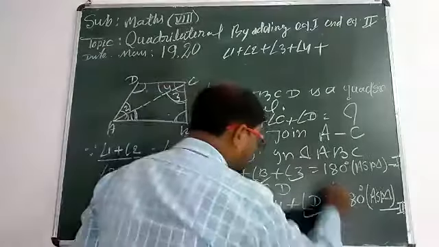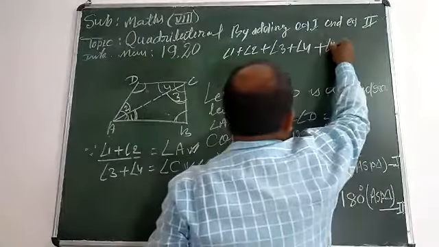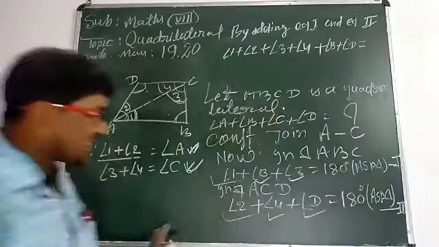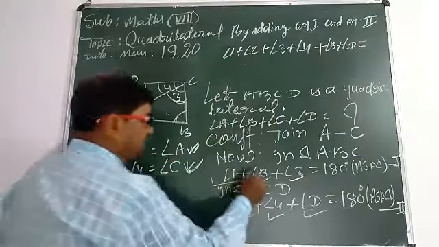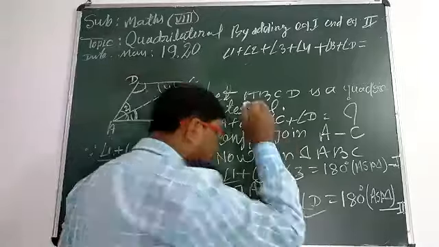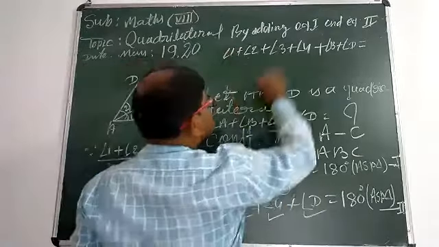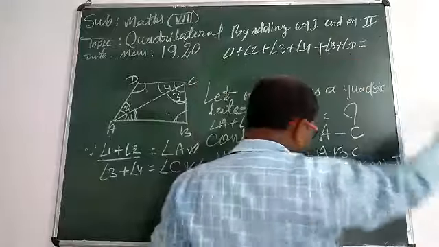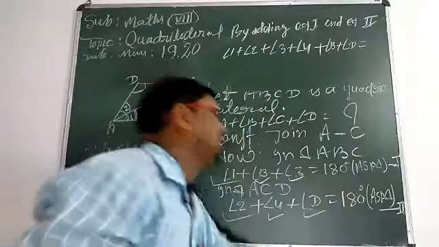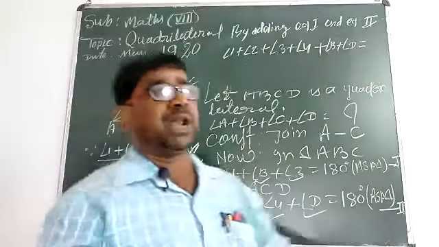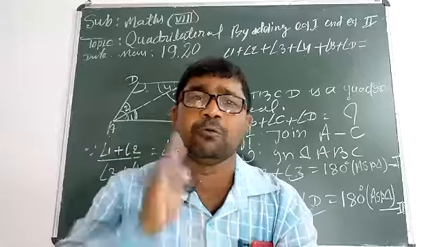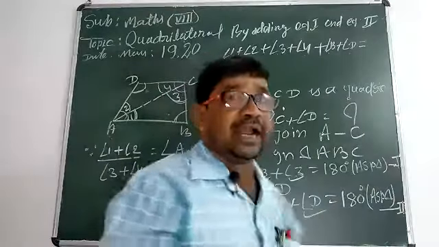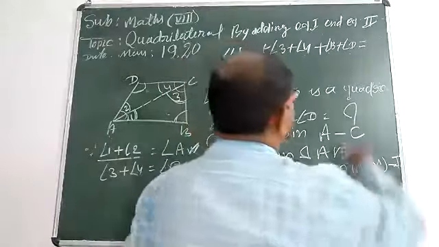Take here, B and D. Angle B plus angle D. Now the LHS is completed: 1, 2, 3, 4, 5, 6. Now go to the RHS. 180 plus 180 means double of 180, and double of 180 is 360.